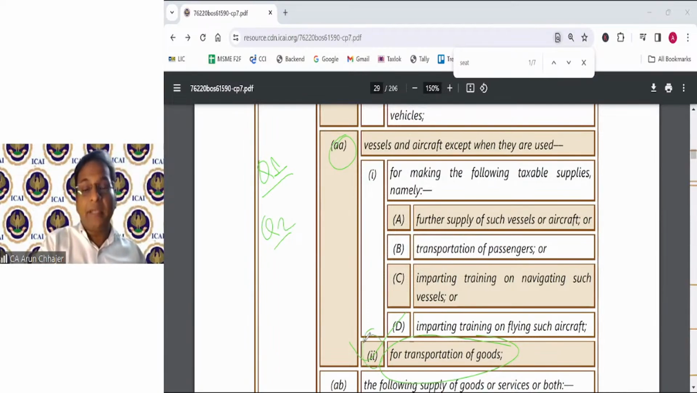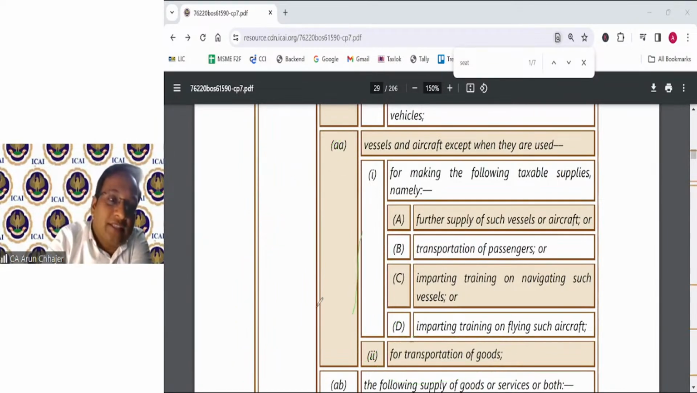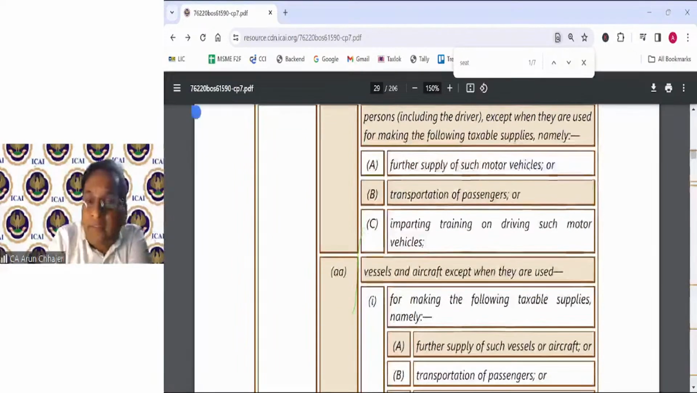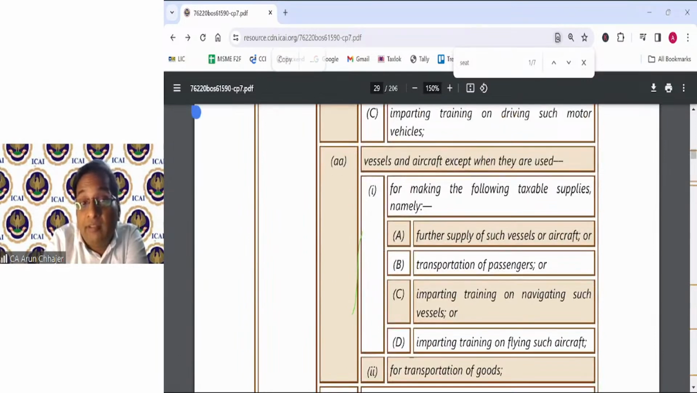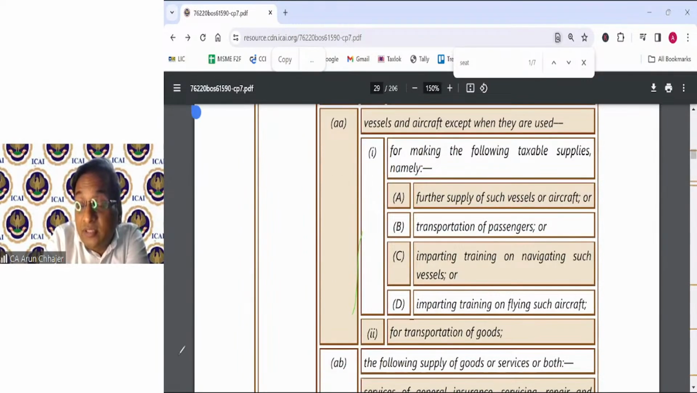Why is it a separate clause? If anyone would like to add, I will wait for 2 minutes. Very important question, very deep question I'm asking. The first question: in clause A, they have given three exceptions, but these exceptions do not include transportation of goods. Whereas in clause AA, they have given the separate exception of transportation of goods. Why not in A? It is there in AA. Why not in A? First question.